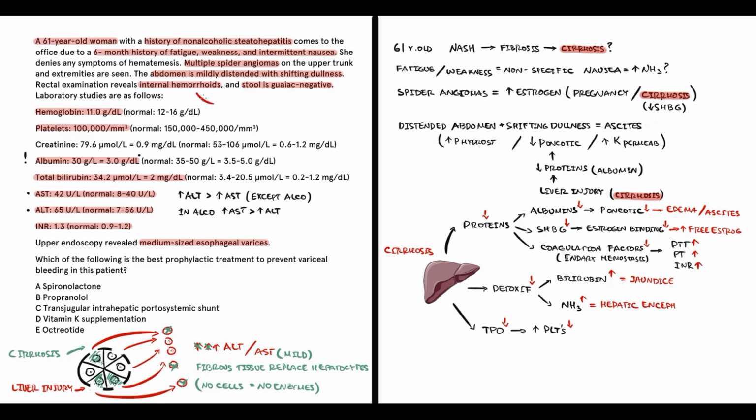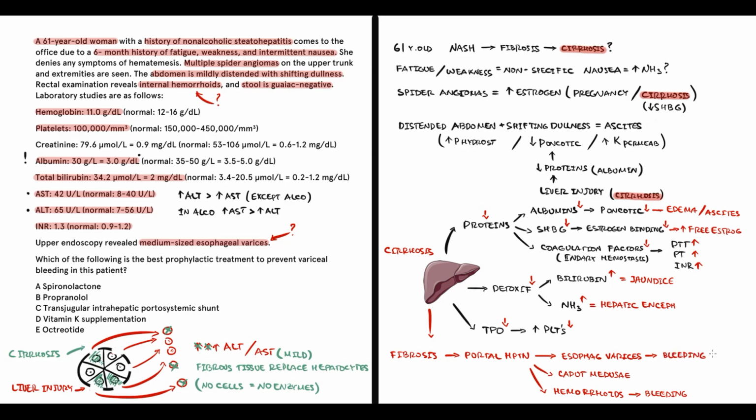But how to explain her internal hemorrhoids and esophageal varices on endoscopy? The concept here is that massive fibrosis in the liver tissue leads to compression of liver sinusoids with development of portal hypertension. And portal hypertension manifests as a triad of esophageal varices, caput medusae, and hemorrhoids. Among them, esophageal varices and hemorrhoids can cause bleeding, but only bleeding from esophageal varices can be lethal.